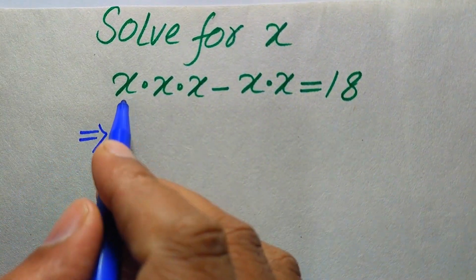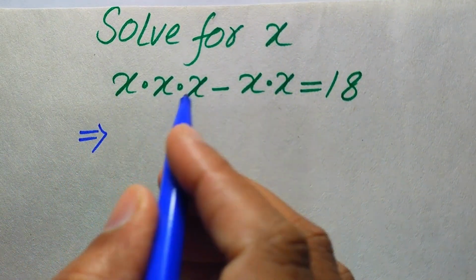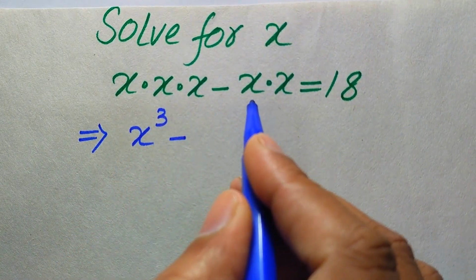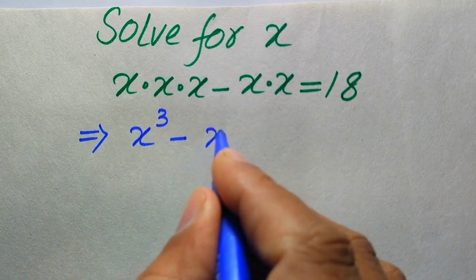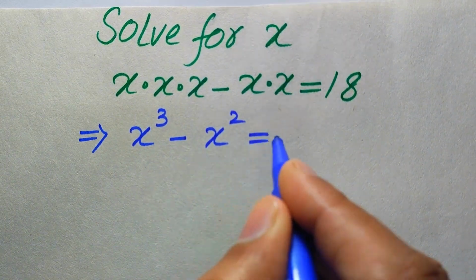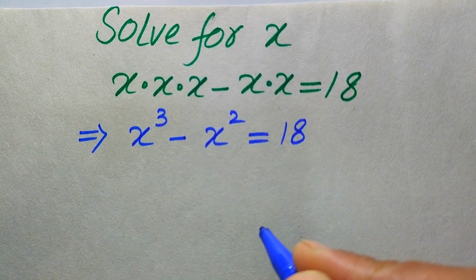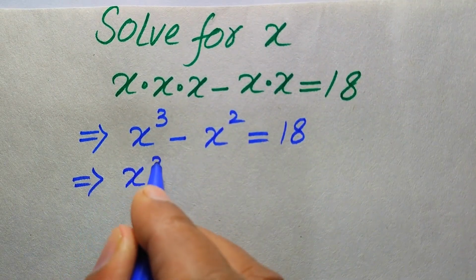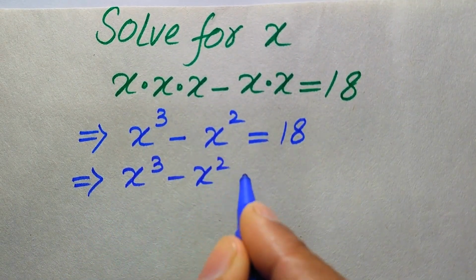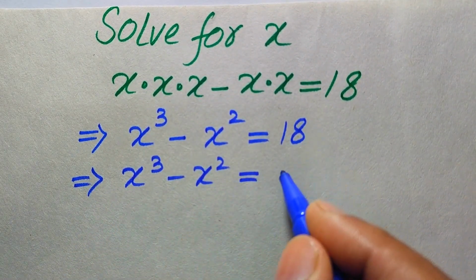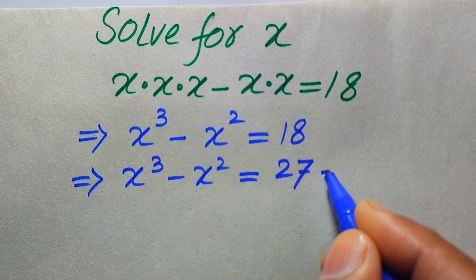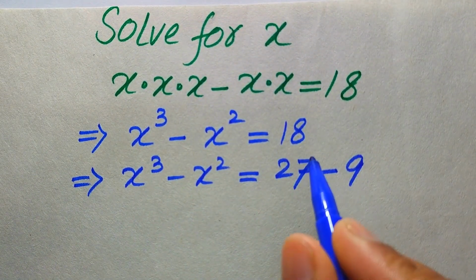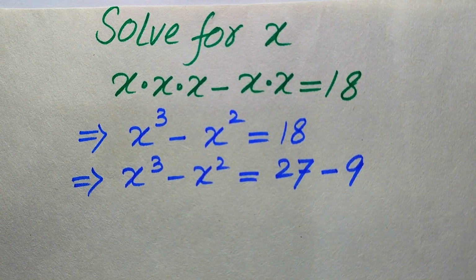And first you see that this x is multiplied 3 times. So we write it as x cubed minus. Here we multiply x 2 times and we write it as x squared is equal to 18. And now in the next step we need to rewrite our right hand side in this form. This 18 we write as 27 minus 9. We know that 27 minus 9 becomes 18.